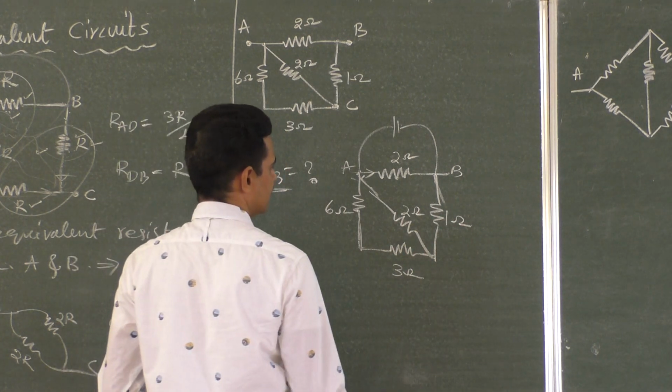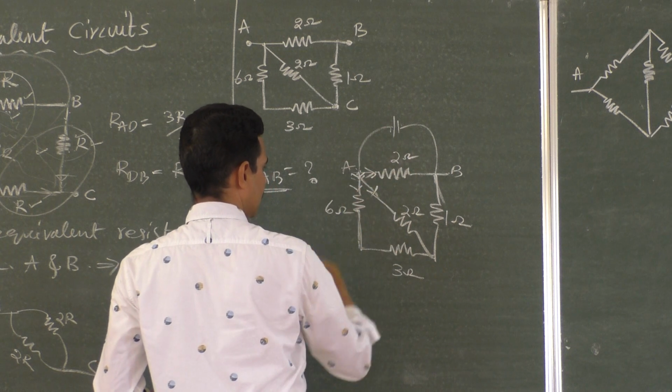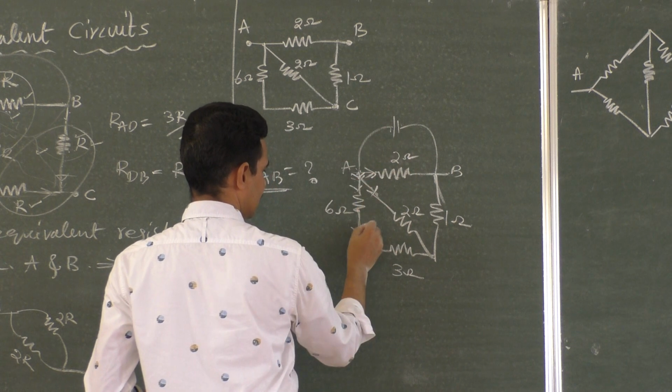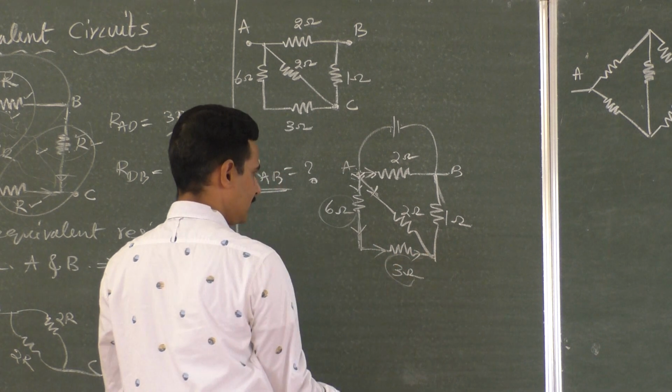It will never be the same current because current divides into 2 parts here. One part again goes out of this like this. That part moves through this. So current through these 2 resistors are same. They are in series, no doubt.